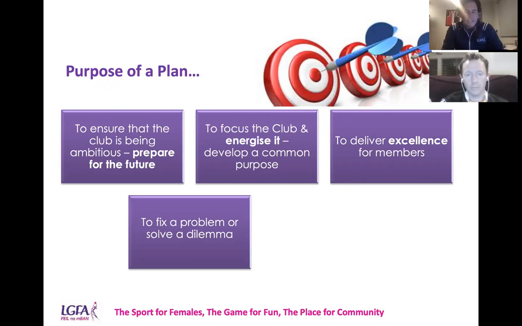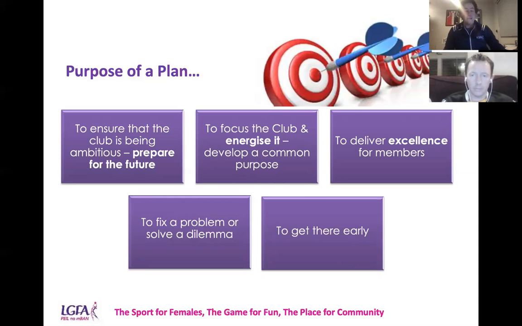A big one for club planning as well is to fix a problem or solve a dilemma. And again, not to get into specific details, but I'm sure we can all think of situations in the club where something hasn't gone well, or there's been an issue, and that can't always be fixed or solved just ad hoc. So you might need a club plan, and that could be something like not fielding a team at certain age groups, and that's not going to solve itself. So you're going to have to figure out, well, in 2 years we want to be able to field at that age group as well. So how are we going to do that? So you'll need a plan.